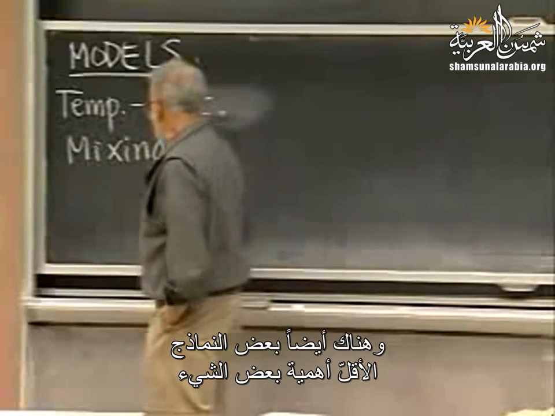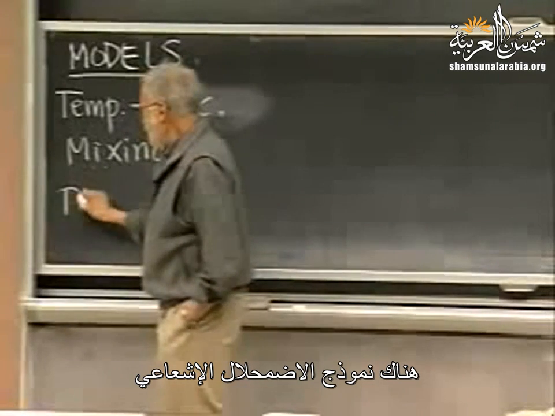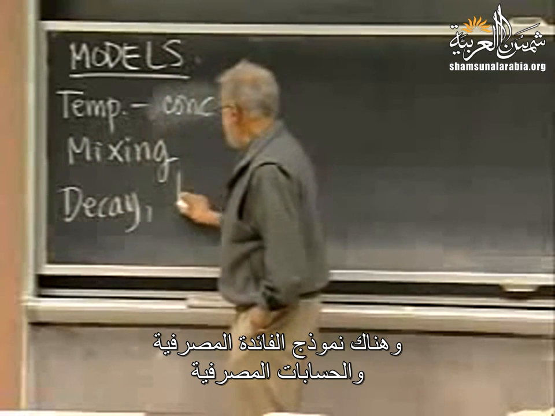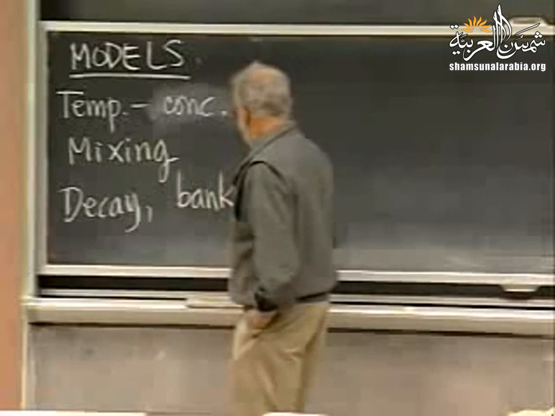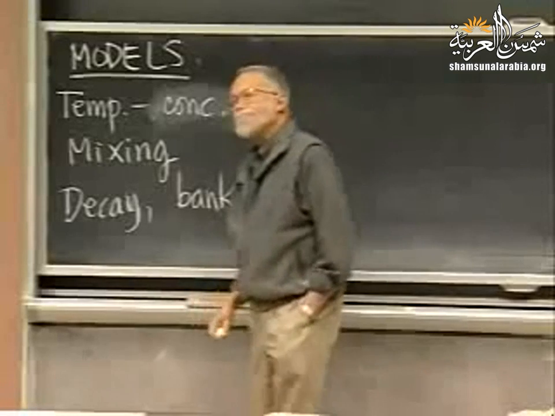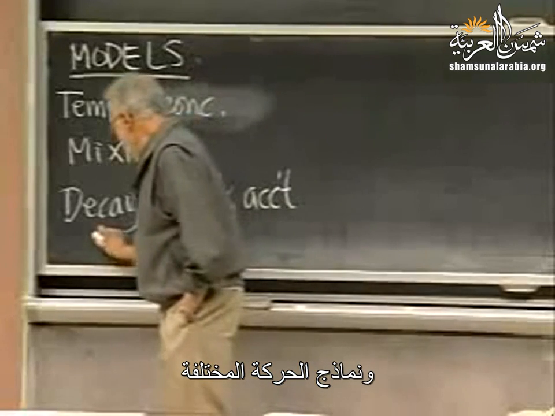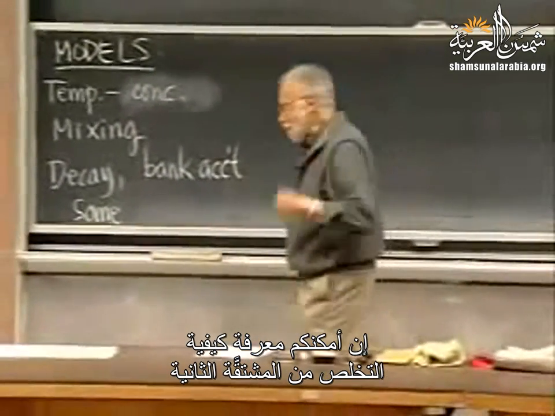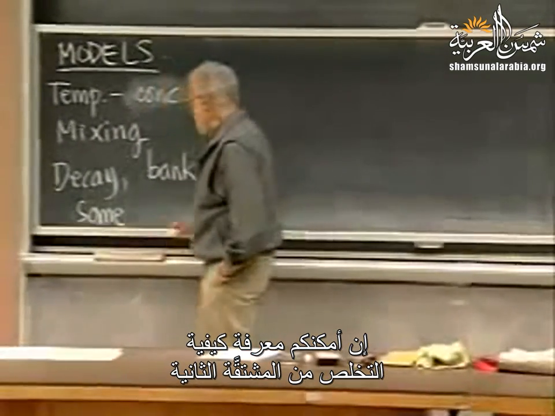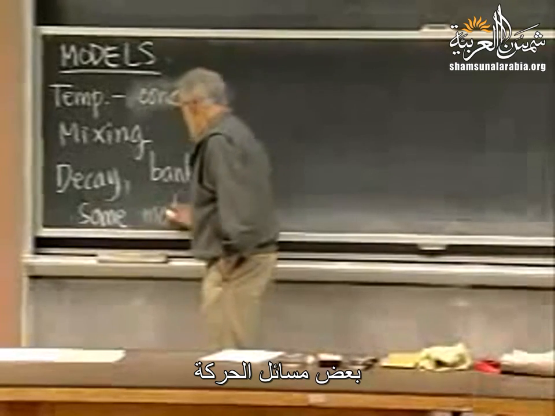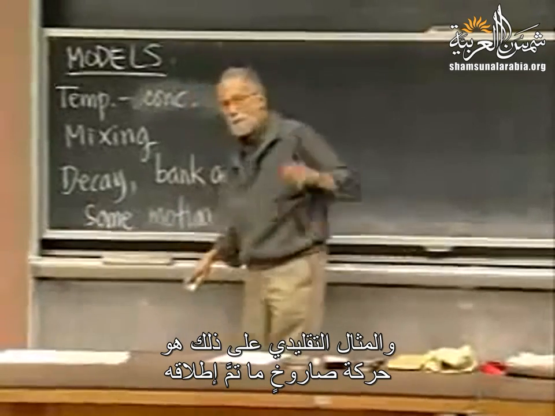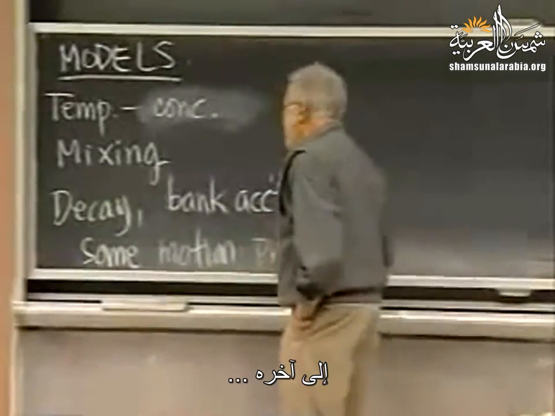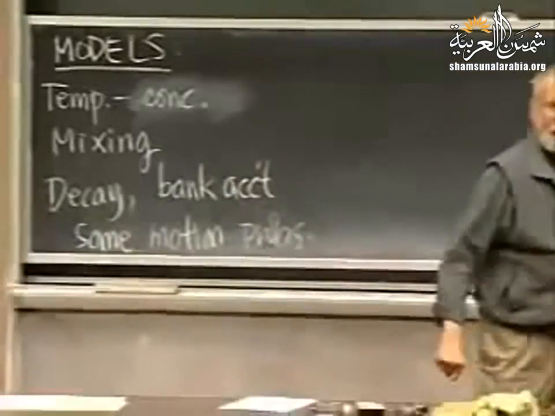And then there are other slightly less important models. There's a model of radioactive decay. There's a model of a bank interest, bank account. Various motion models. You know, Newton's law type problems, if you can figure out a way of getting rid of the second derivative. Some motion problems. A classic example is the motion of a rocket being fired off, et cetera.